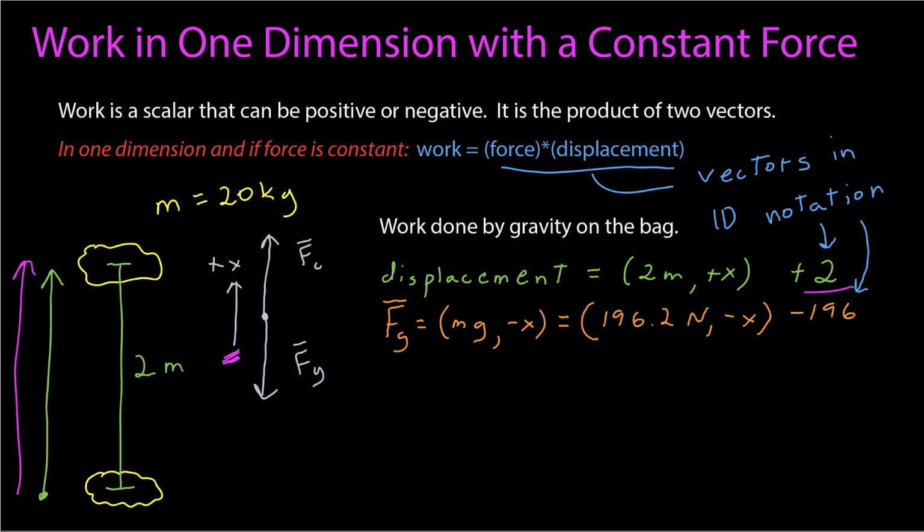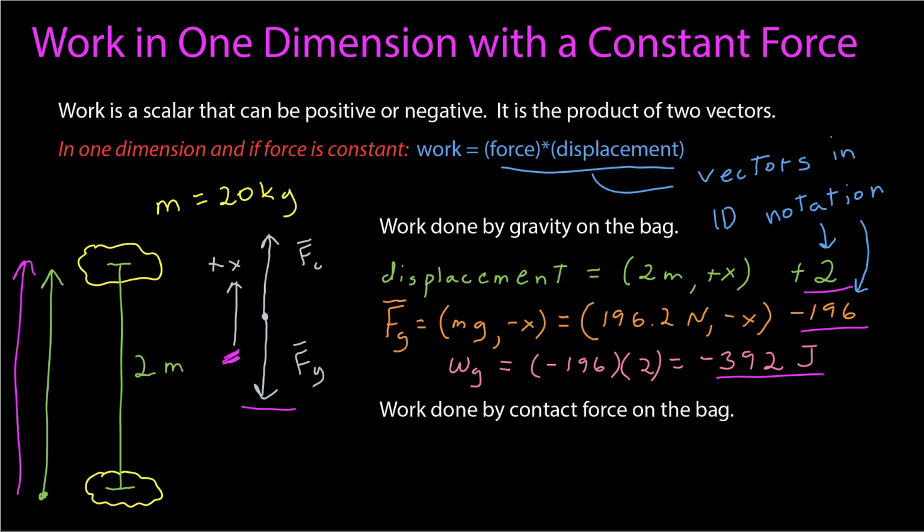The force due to gravity has a magnitude of mg, and it's pointing in the negative x direction given our coordinate system. I've identified its simple notation there. The work due to gravity is just the product of these two. So here the work is negative 392 joules.